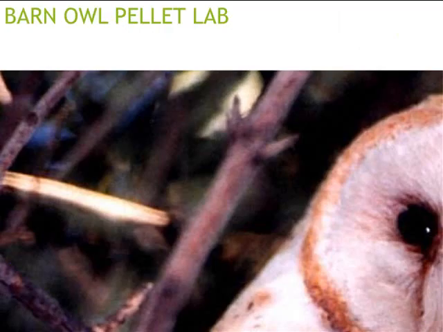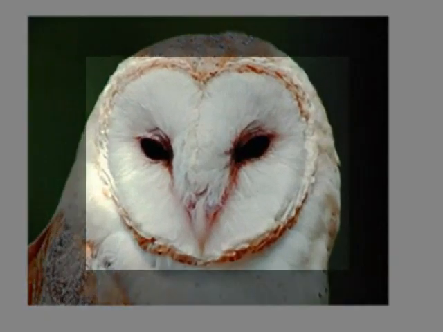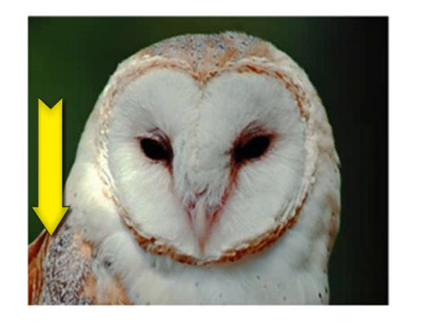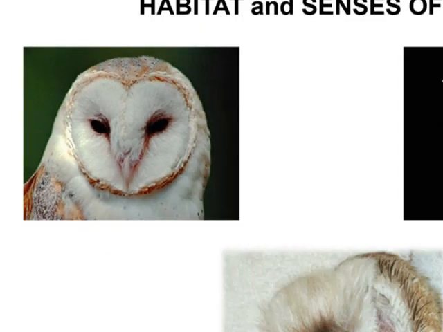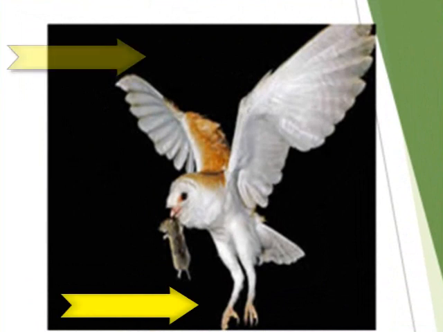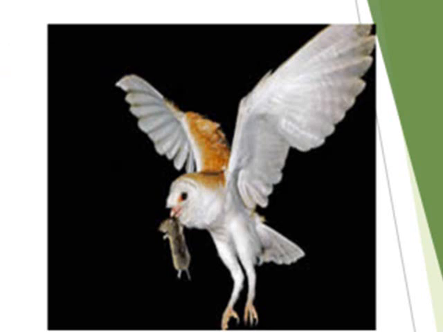Let's learn a little bit about the barn owl. What does a barn owl look like? It has a white heart-shaped face, a whitish belly with dark spots. The upper body is golden with dark flecks, and it has dark brown eyes. Its body length is 15 to 21 inches, and it has long legs. The wingspan is 43 to 47 inches, nearly 4 feet across.